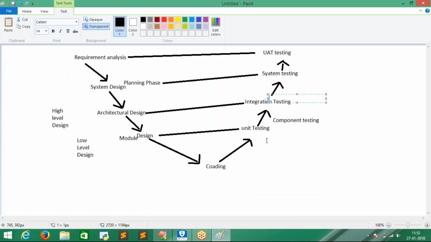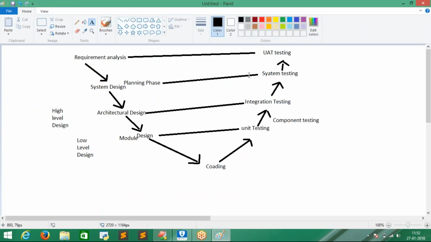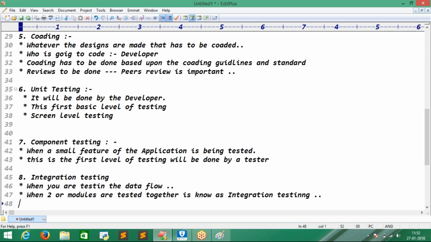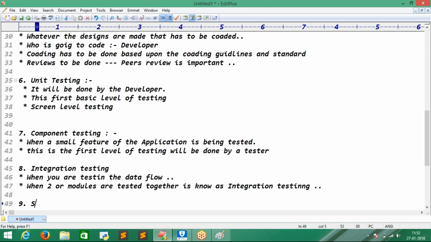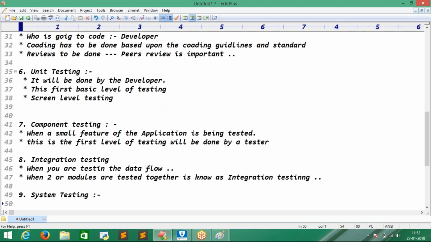So after integration testing, you have system testing. Sorry, guys, please excuse me for the spelling mistakes. So next is system testing. So what do you mean by system testing?